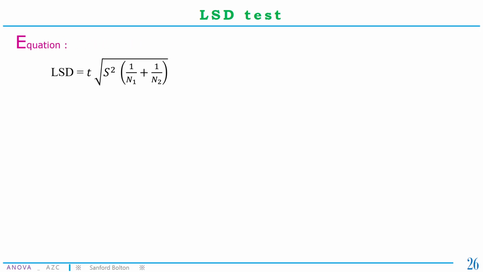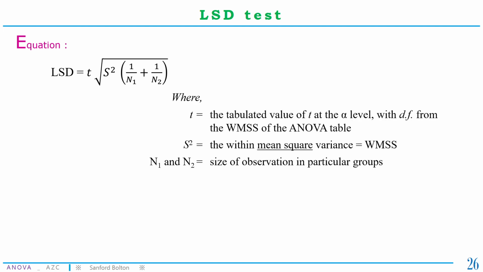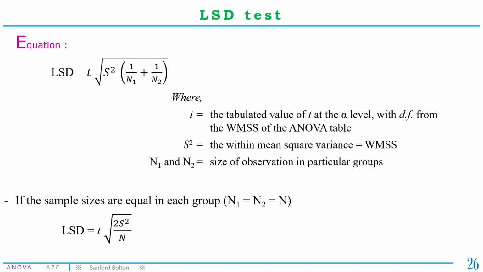LSD is equal to t multiplied by the square root of s squared into (1/n1 plus 1/n2), where t is equal to the tabulated value of t at the alpha level with degrees of freedom from the WMSS of the ANOVA table. S squared is equal to the within mean square variance, that is, WMSS. n1 and n2 are the sizes of observations in particular groups. If the sample sizes are equal in each group, meaning n1 is equal to n2 is equal to n, the LSD equation is compressed as given below.